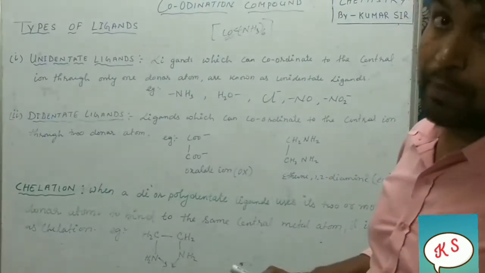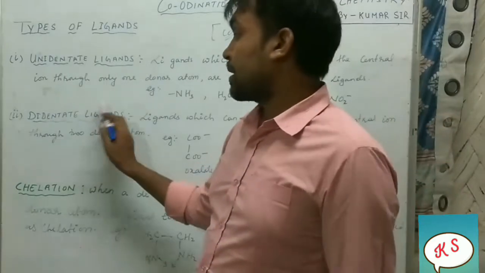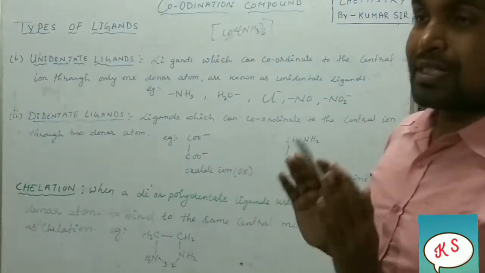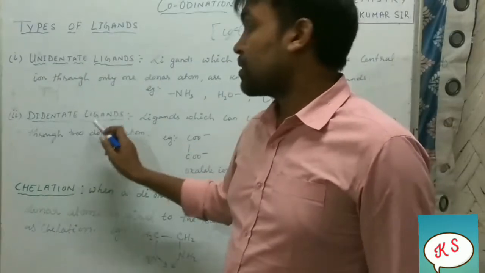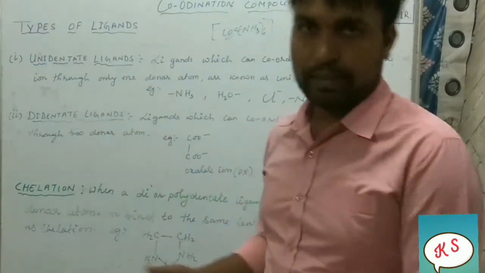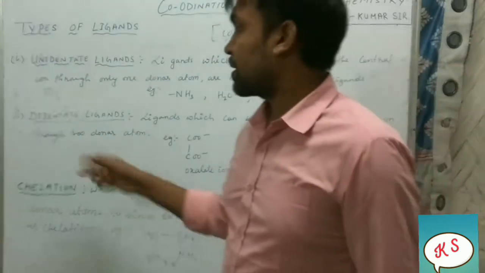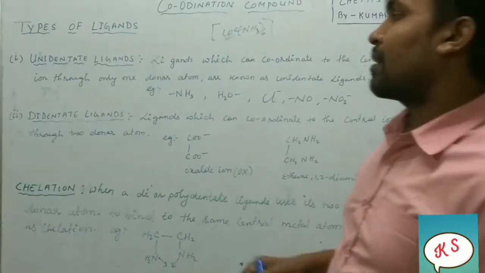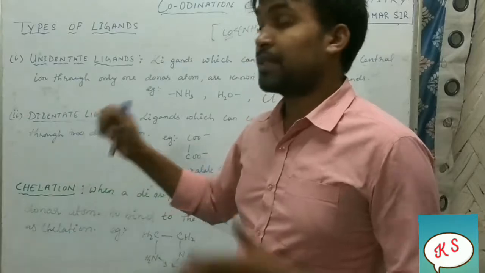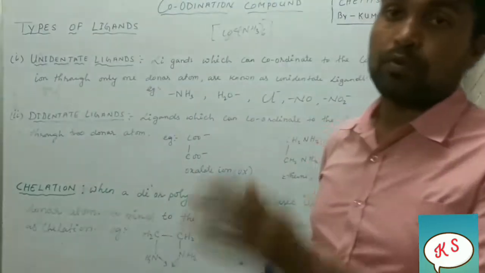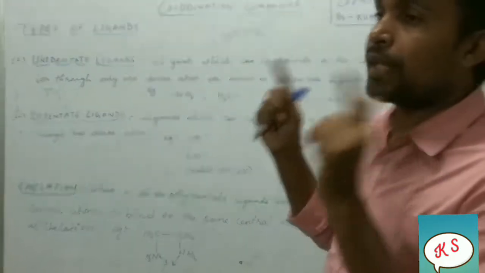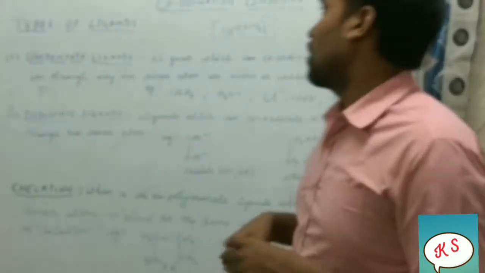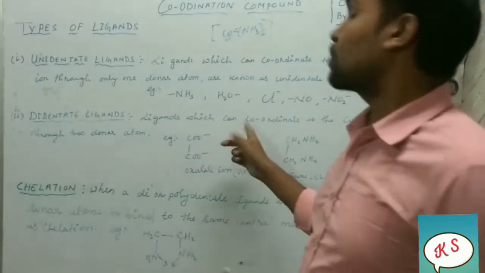The next type of ligands is didentate ligands. This is also known as didentate ligands or bidentate ligands, both the same way. By the name itself it is clear, here the donor atoms will be two, meaning the coordinate bond will be formed through two atoms.